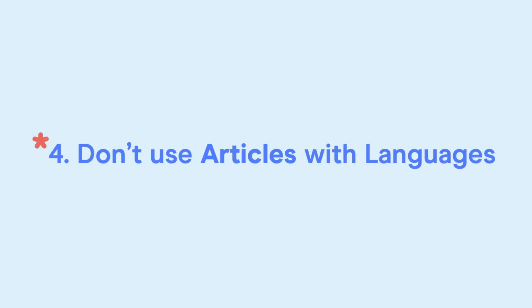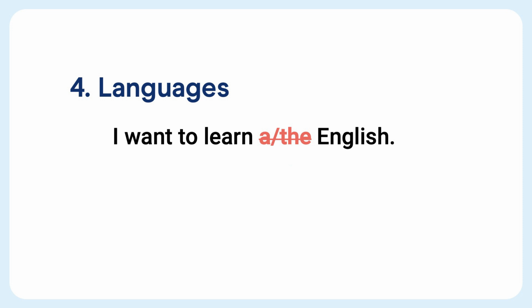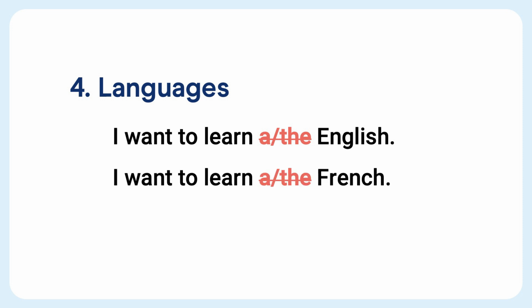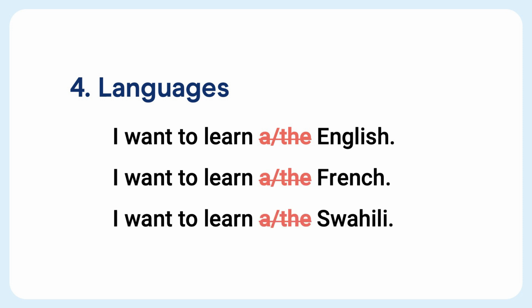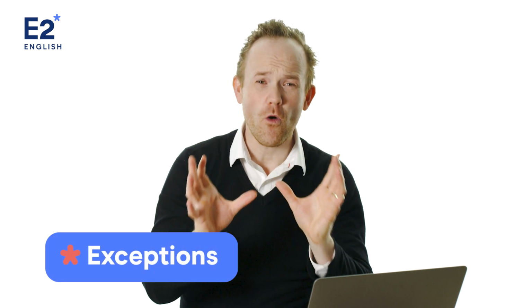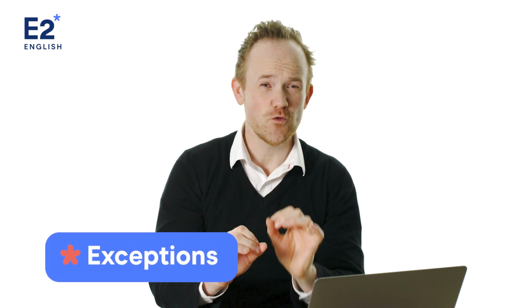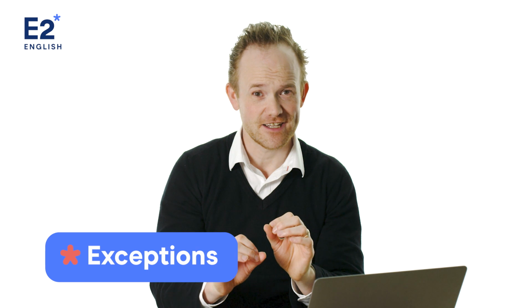Number 4, don't use articles with languages. I want to learn English. I want to learn French. I want to learn Swahili. Now, I know some of you might be thinking, well, I'm sure I've heard the with languages before. Yes, there are exceptions. There are always exceptions. The rules are not 100%.